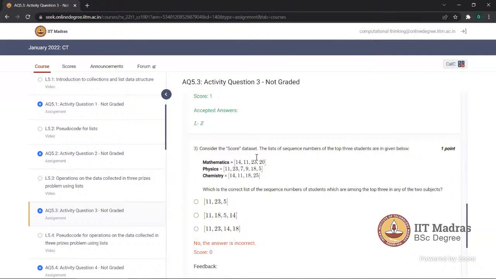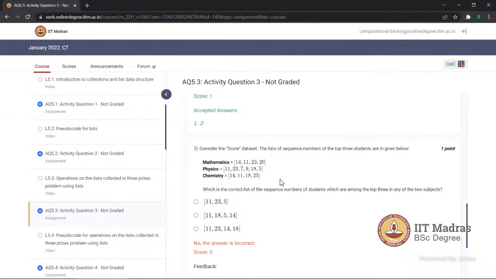What we are asking is, we have given the sequence numbers of toppers of individual subjects, those 3 subjects, and we are asking who all are toppers in 2 subjects. That means you have to find the intersection of mathematics and physics, mathematics and chemistry, and physics and chemistry. You will get 3 different outputs after those intersections. Then you are supposed to do the union of those 3 results. That's the logic behind it.